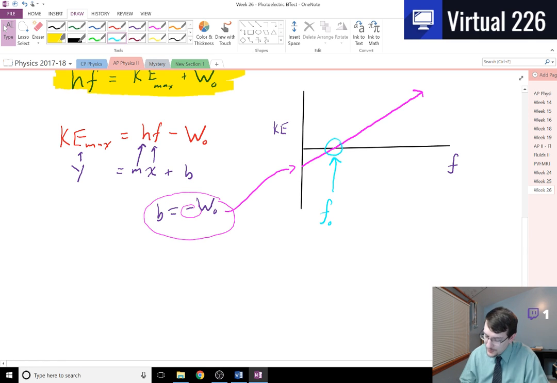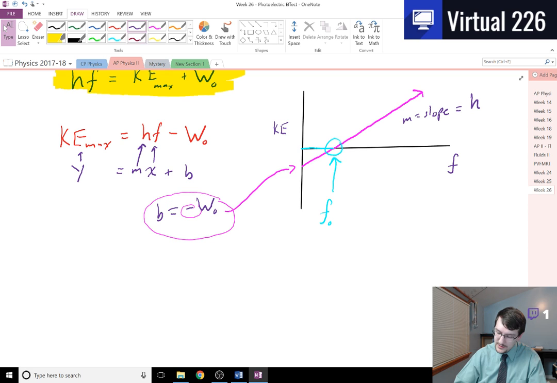Because at this frequency, our kinetic energy is 0. But if our kinetic energy is 0, that means hf is equal to the amount of work done to release an electron. So that's the minimum frequency required to release an electron. And looking at this line, the slope m is equal to Planck's constant, 6.626 times 10 to the negative 34. And with different setups, we could have a sodium plate, we could have a calcium plate.